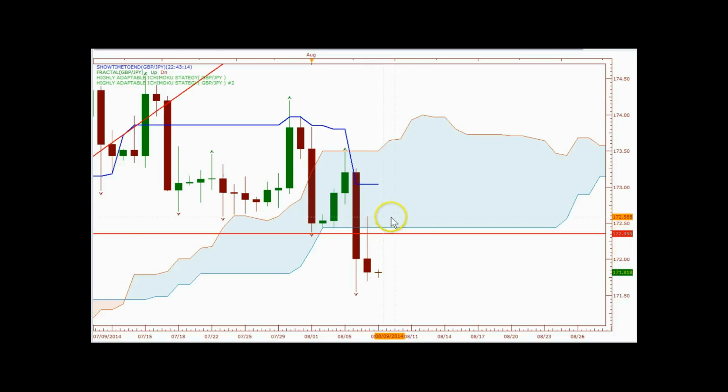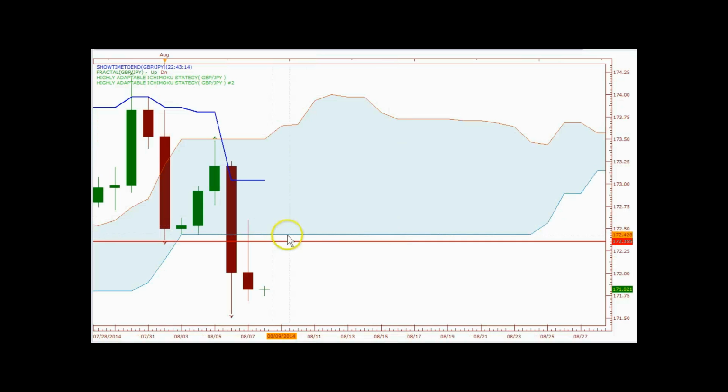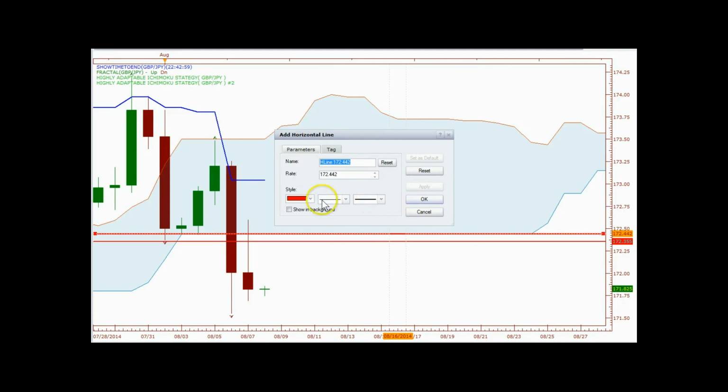So if I'm thinking reversal, I'm thinking maybe the market could move back up to this level, and this is where we'll get into a short trade. If the market could come back to that level, let's put a line there, make that blue like the cloud, pretty much like the cloud, and then we'll look at that on a daily.